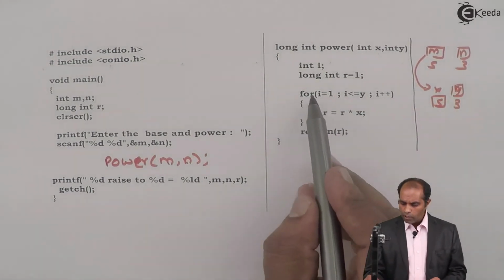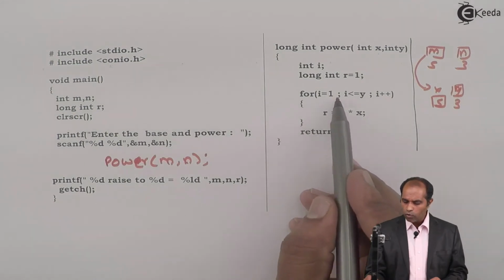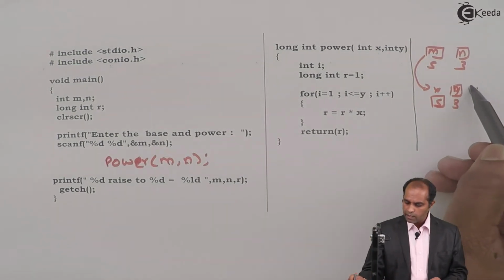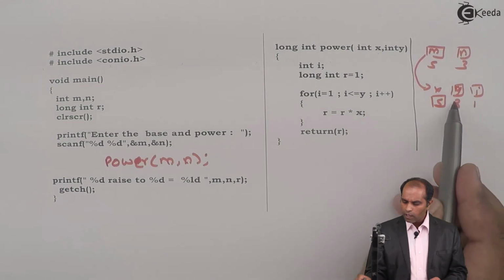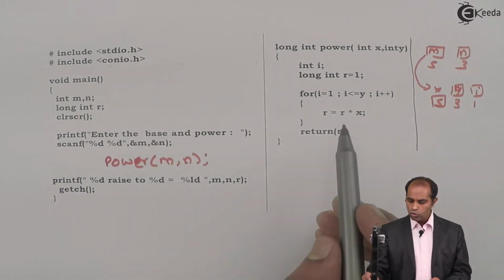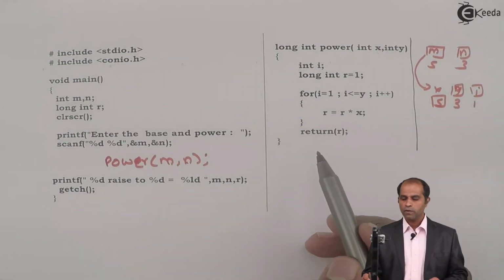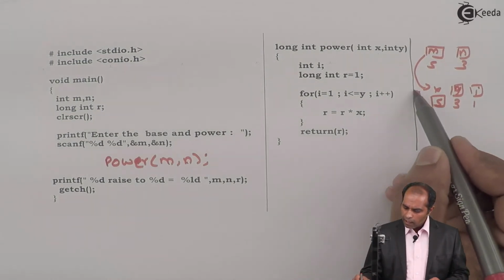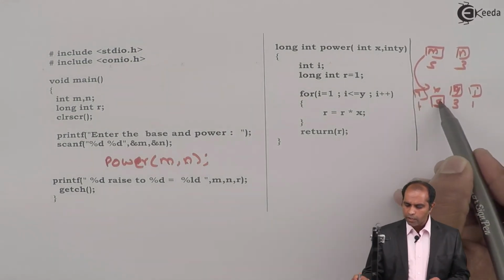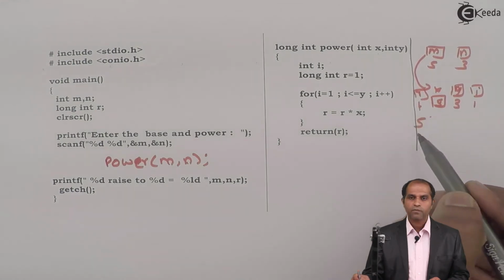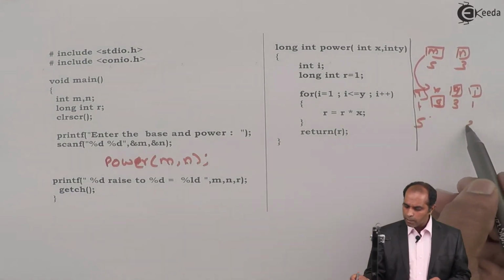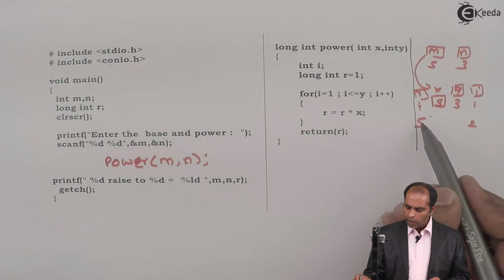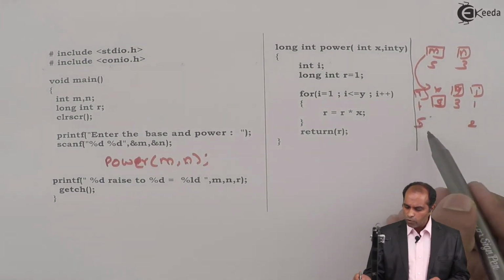So you have to run a loop for y times. So i goes from 1 to y. i is 1, 1 less than or equal to 3. True. True in the sense multiply r with x. So let's take r and set r as initially 1. r into x, 1 into 5 is 5. Go back, i plus plus, i becomes 2. 2 less than 3, true. Multiply again r with x. So 5 into 5 is 25.